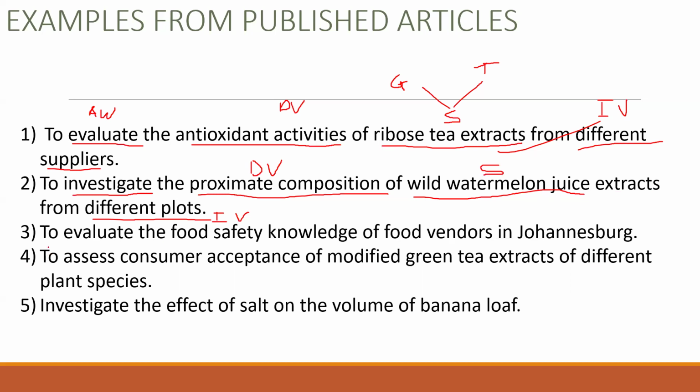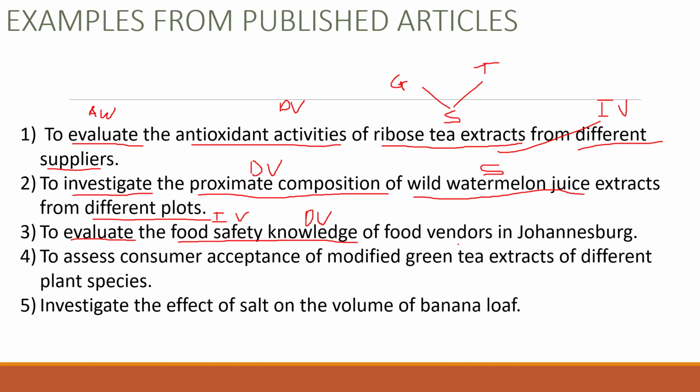Okay, let's look at number three. Three also still has evaluate: to evaluate the food safety knowledge of food vendors in Johannesburg, right? So they want to evaluate. Remember I talked about evaluate means you want to compare. You are going to calculate the knowledge, maybe by giving them some kind of a food safety knowledge test. So food safety knowledge becomes our DV, dependent variable, because that's what we are going to measure after our survey, right?